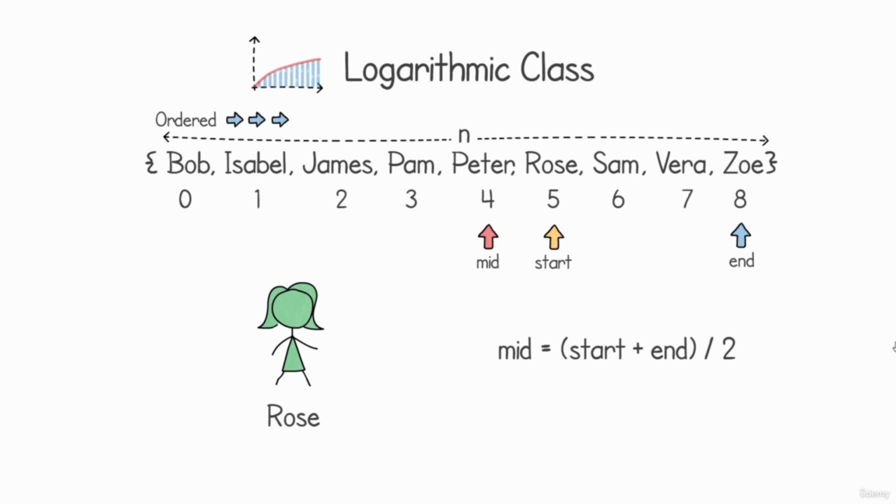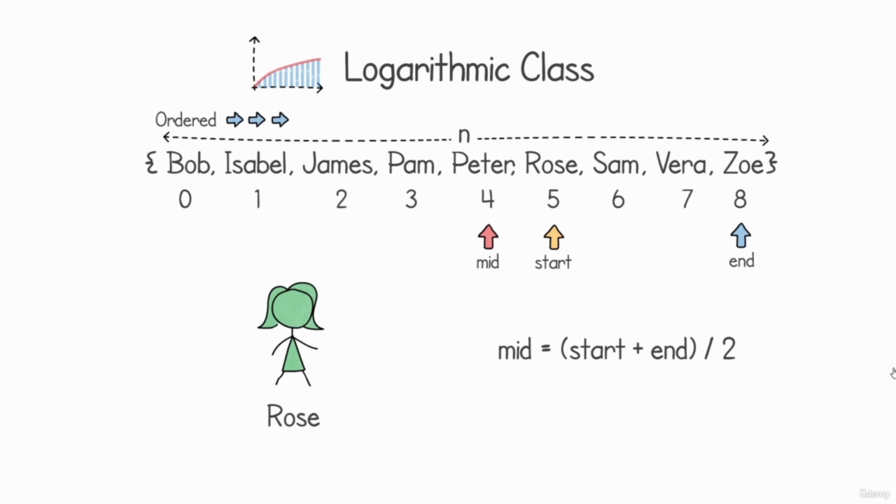Remember that the middle pointer should point in between the start and the end. Now we can put it on either 6 or 7, it doesn't really matter. If we calculate this formula over here, (start + end) divided by 2, it will give us 6.5, so we can round down or round up.